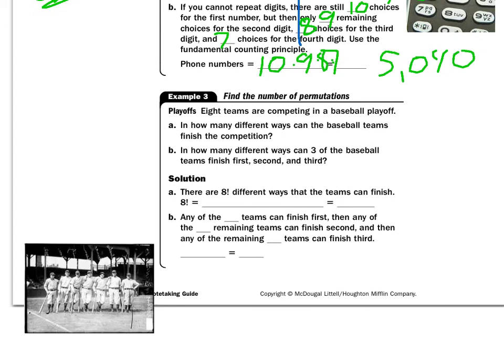Playoffs. 8 teams are competing in the playoffs. In how many different ways can the baseball teams finish the competition? So how many different teams could finish first? Well, 8 teams could be first. But once you have your first place team, how many people can finish second? 7, and 6 and 5 and 4 and 3 and 2 and 1.